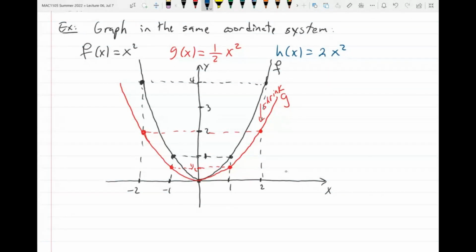Because now when x equals 1, we're going to be up here at 2. And when x equals 2, we're going to be all the way up to 8. And I'm going to draw that. Okay? So I'm going to have this sort of picture now. This is h. So h is closer to the y-axis than f.